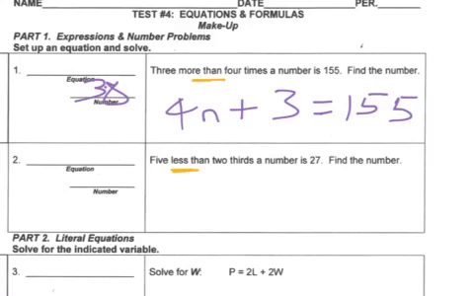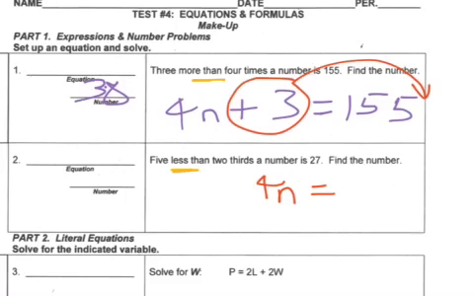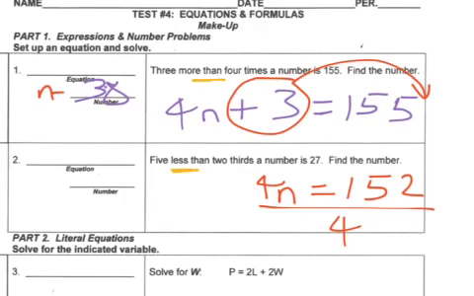Solving it, we'll just work it all right here on the screen. We need to move the 3 over to the other side, and that's going to give us 4n equals 155 minus 3, or 152. And then I'm going to divide by 4, and n would be 38. Properly written, it would look like that. n equals 38.